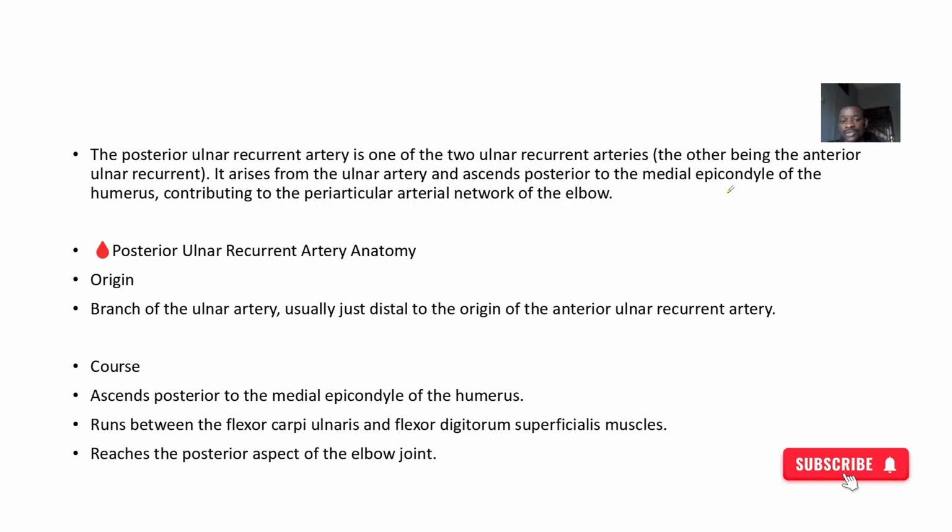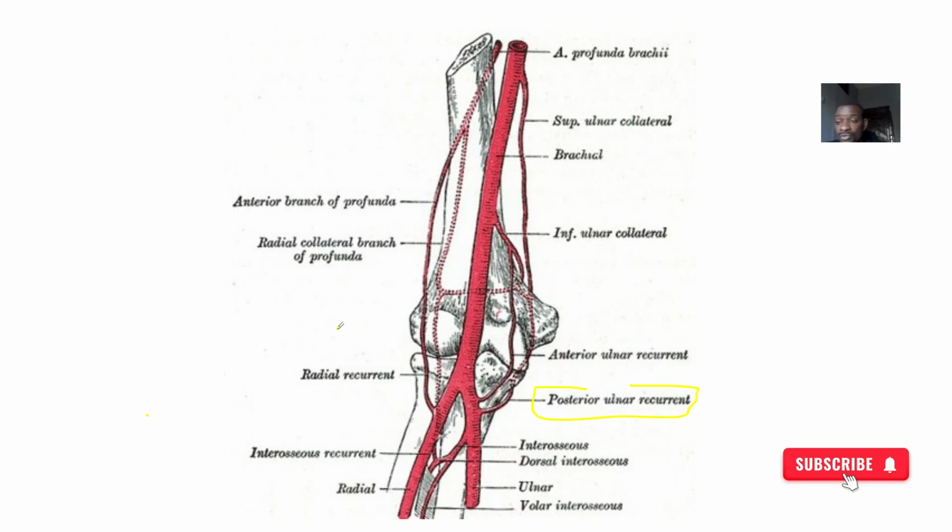So the posterior ulnar recurrent artery is actually one of the two recurrent arteries, the other one being the anterior ulnar recurrent. Okay, so it passes from the ulnar artery and it ascends posteriorly to the medial epicondyle of the humerus. So it's a branch of the ulnar artery, usually just distal to the origin of the anterior ulnar recurrent artery. Let's identify. This is a posterior ulnar, right?